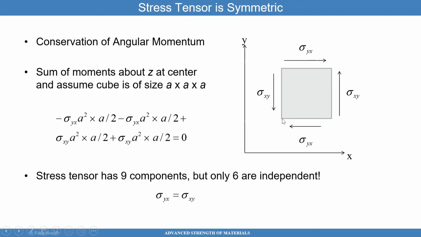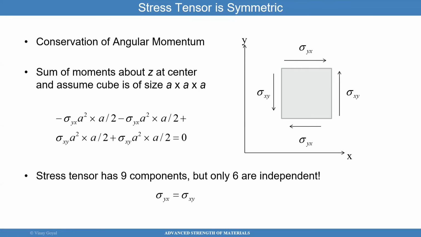If I sum moments about the center, then I get this equation here, but very similar answers. And I'll get that the stress tensor has to be symmetric. I can repeat this process for all other faces and prove that sigma xz equals sigma zx, and prove that sigma yz equals sigma zy.